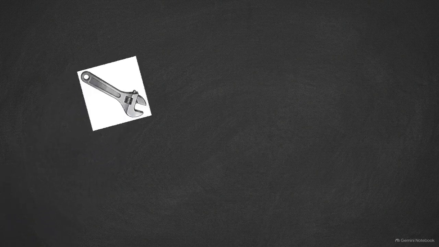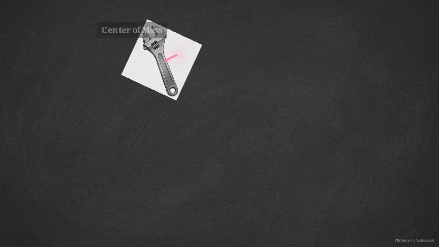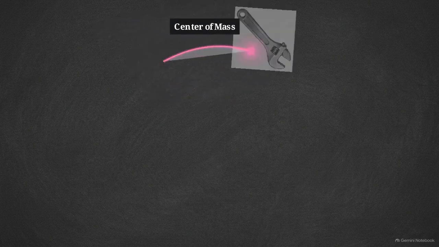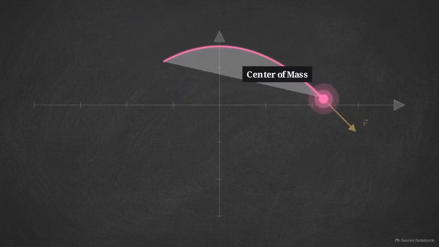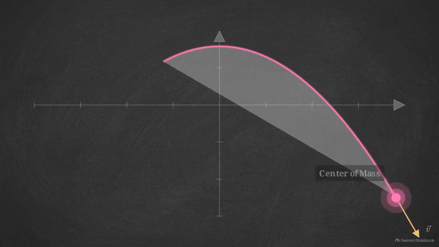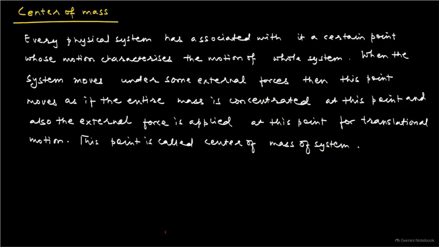If you throw a wrench through the air, it tumbles chaotically. But hidden inside that chaos is a single balance point, and if you track only that point, it traces a perfectly smooth, predictable parabola. Looking at this standard textbook definition, we call this the center of mass. It is the specific point where a physical system moves exactly as if its entire mass is concentrated there.